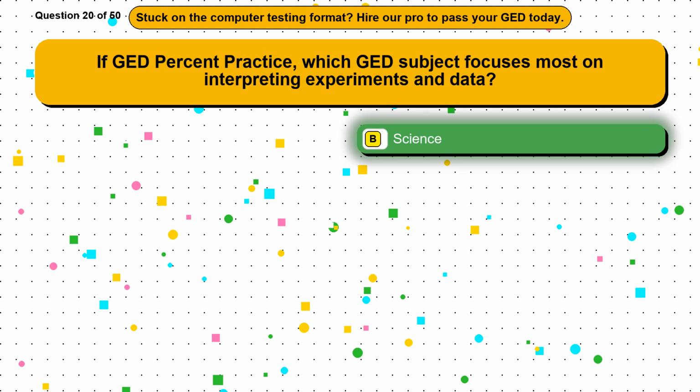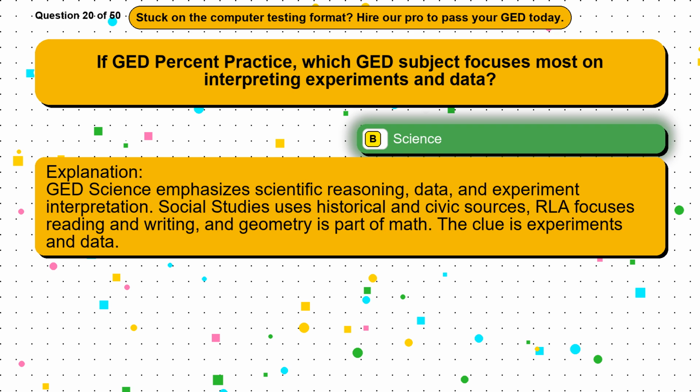Science. GED science emphasizes scientific reasoning, data, and experiment interpretation. Social studies uses historical and civic sources, RLA focuses on reading and writing, and geometry is part of math. The clue is experiments and data.